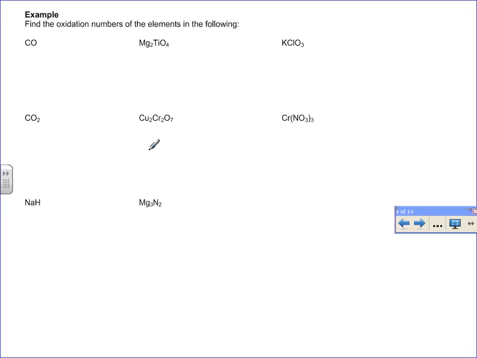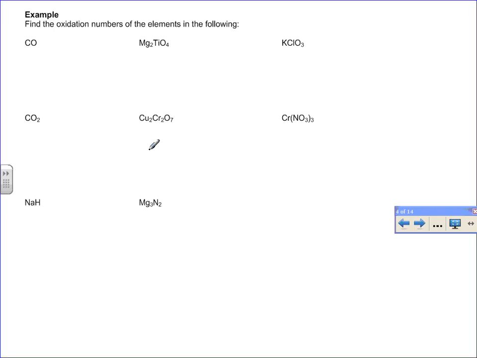All right, so first of all, the basic rule is that elements have an oxidation number of 0, which makes sense because there is no charge and there is no presumed ionic compound that would come out of that. So anytime you have an element, its oxidation number is 0. Now let's look at some examples here.